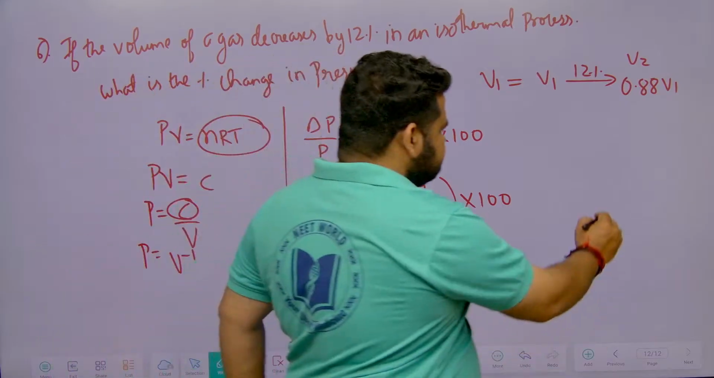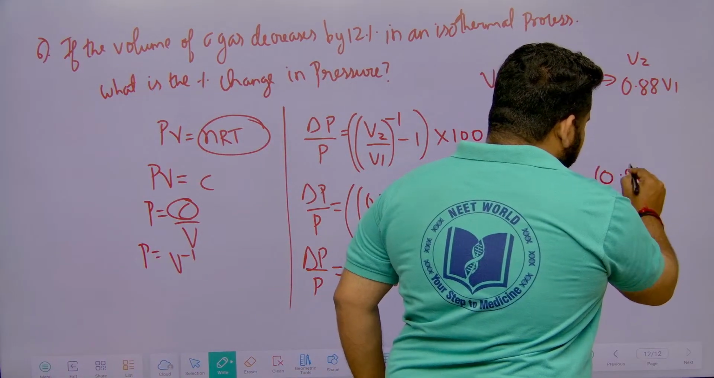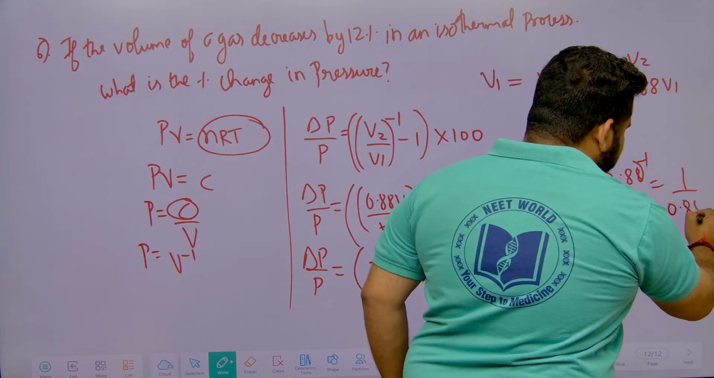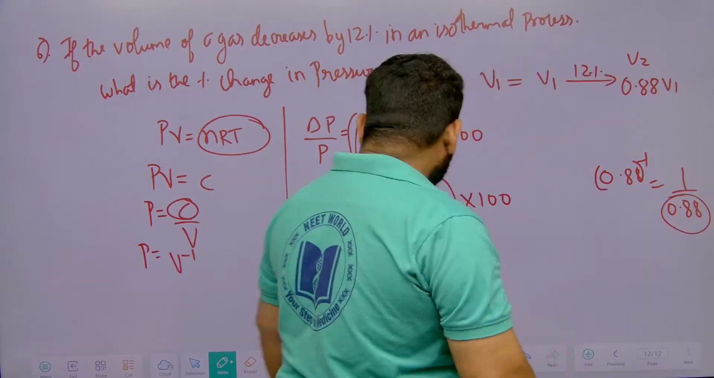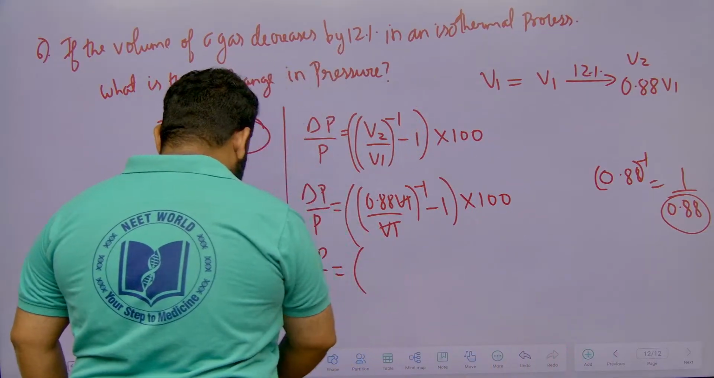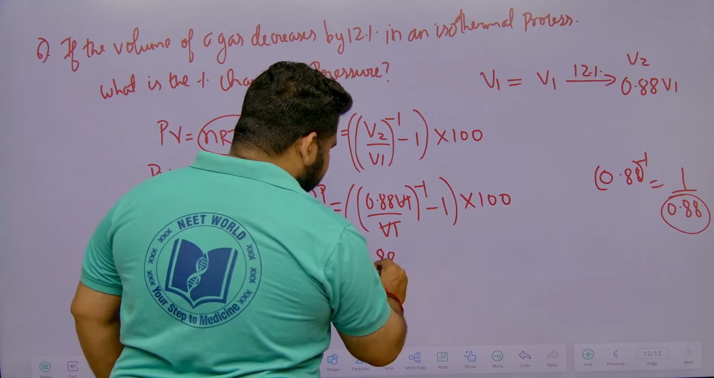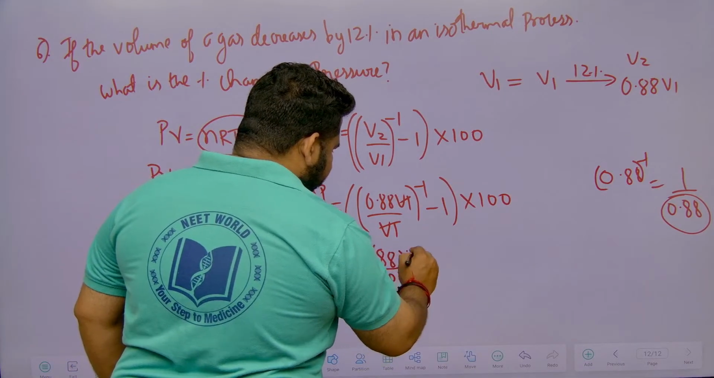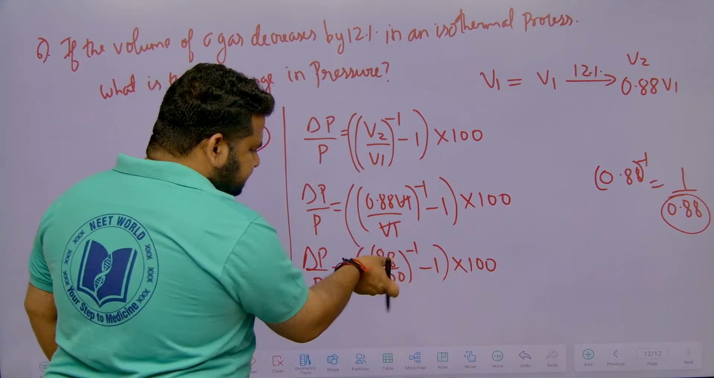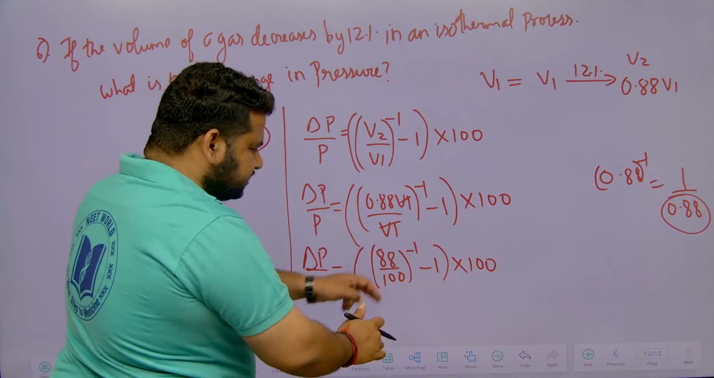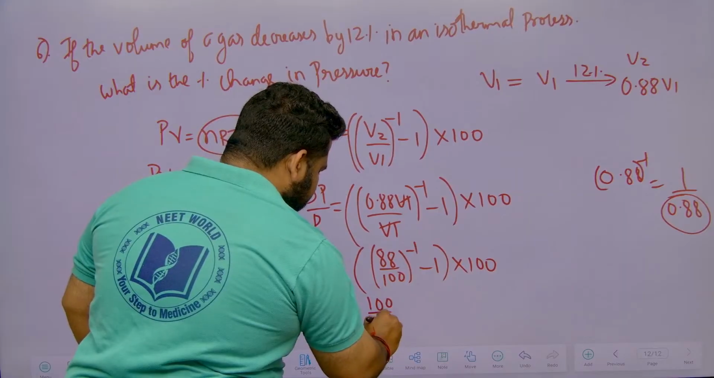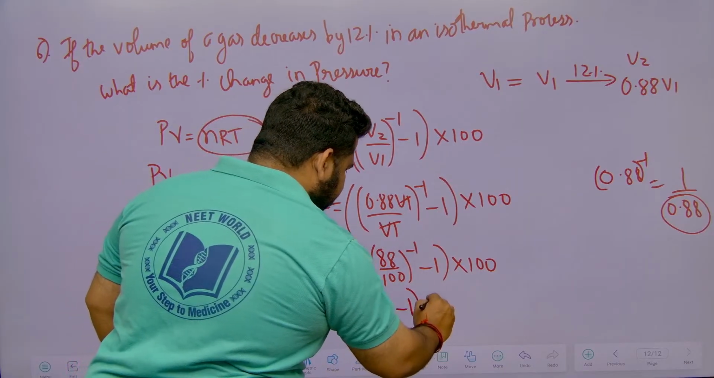See, what I am having is 0.88 to the power of minus 1, so I can bring this down. Or I can write 0.88 as 88 by 100 to the power of minus 1, minus 1, into 100. This is what I am having. So this minus 1 power I can reverse. This will become 100 by 88 minus 1, into 100.